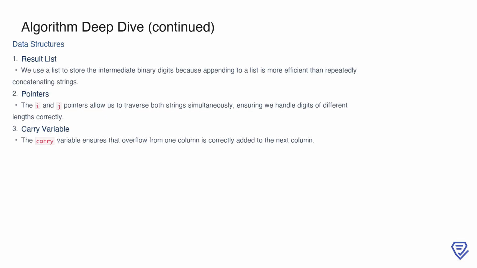To implement this algorithm efficiently, we use a few simple data structures. The result list is used to store intermediate binary digits during the computation because appending to a list is more efficient than concatenating strings repeatedly. The pointers i and j are crucial for traversing the two strings simultaneously, ensuring that digits of different lengths are handled correctly. The carry variable plays a vital role in managing overflow from one column to the next, enabling accurate binary addition across all digits. Together, these data structures ensure that the algorithm is both efficient and robust in handling a wide range of input cases.